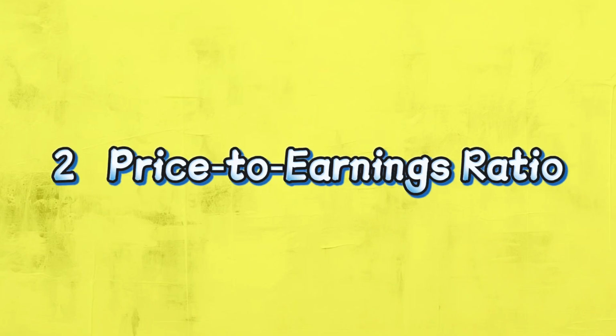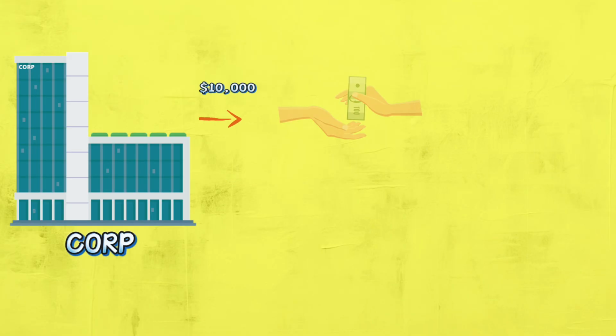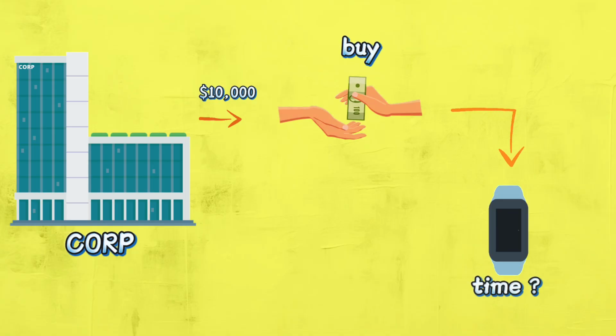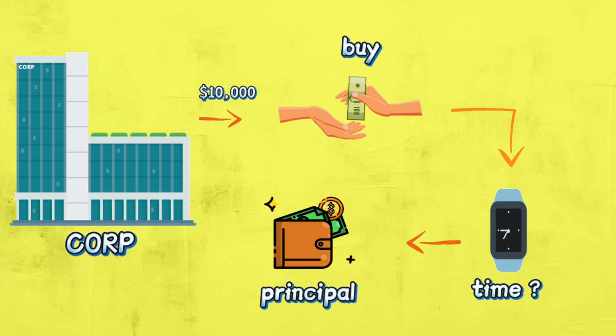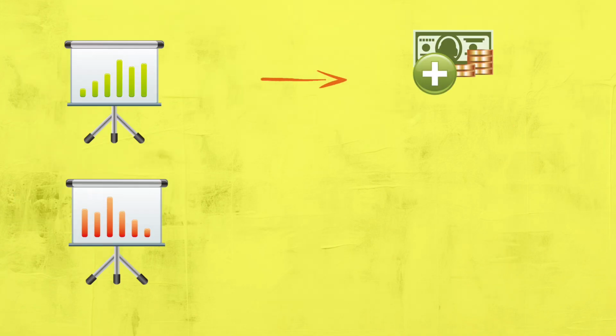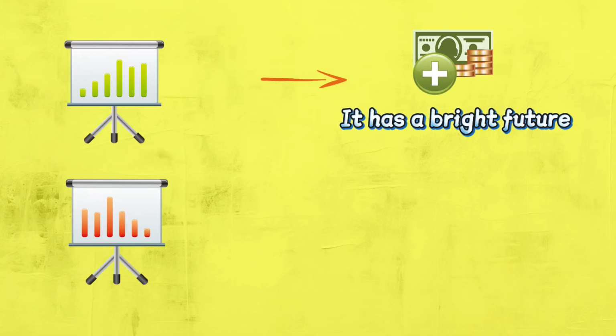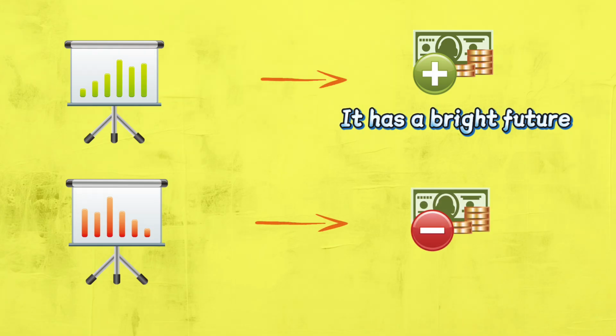2. Price to earnings ratio, also called PE. The price to earnings ratio tells you how many years it might take for the company's profit to match the price you paid for the stock. A high ratio often means investors strongly believe in the company's future growth. A low ratio may mean the stock is undervalued, or it may signal problems with the company. It all depends on context.